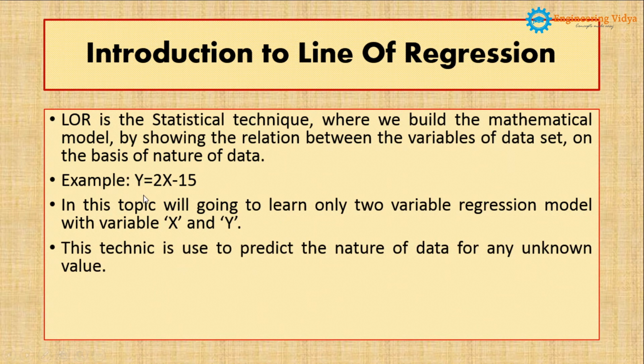Basically, this technique is used for the purpose of prediction. In real life, whenever predictions are required, we always use the line of regression. Suppose we have the equation y equal to 2x minus 15. In this equation, on the basis of x, we can do the prediction of y. Hence we are doing the prediction of y on the basis of x. So this technique is basically used for the prediction of some unknown values.